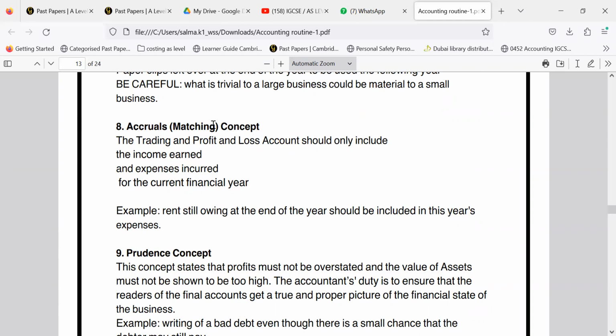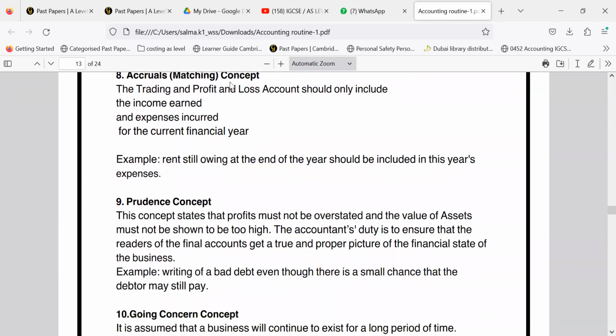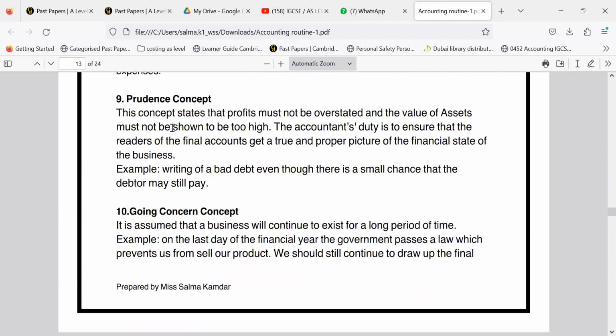The trading and profit and loss account should only include the income earned and the expense incurred for the current financial year. The matching concept tells you that income for the year should be compared with the expense for the year to get the profit for the year. You should match income for the year with the expense for the year to get profit for the year. Matching or accrual. Okay. What does the prudence concept tell you?